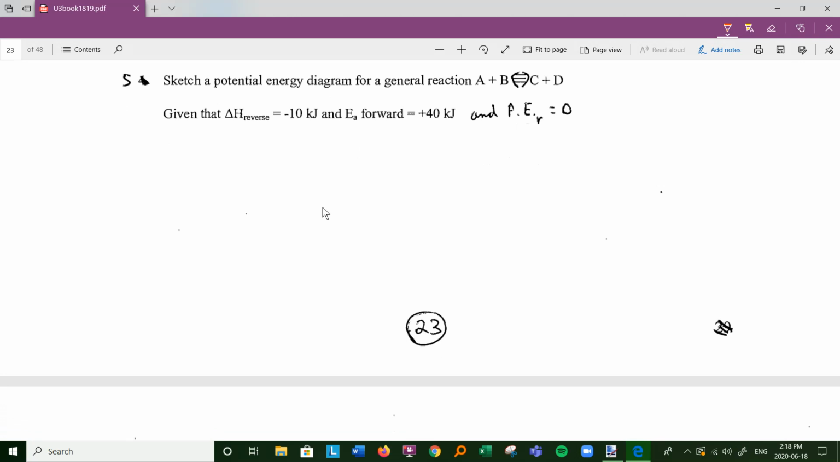So we're going to have EA forward is 40. So potential energy of the reactants is 0. EA forward is 40. Delta H is negative 10. So potential energy of the products is negative 10 kilojoules. And EA reverse is going to be EA forward minus delta H. 40 minus negative 10 is 50. Okay, so now I think I can just go between 50 and negative 50, can't I? There's 50, there's negative 50, there's 0.